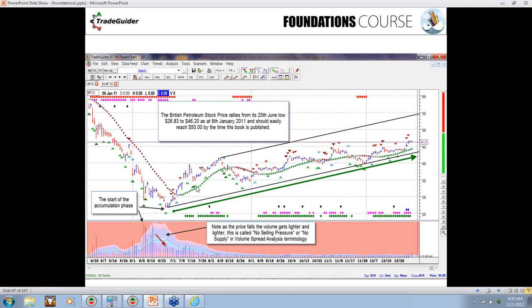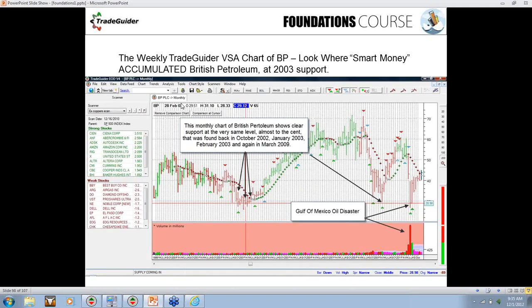If you put up the monthly chart of BP and go back 8 years to 2003, you can see a clear low defined here, here, here in 2009, and again here in 2010. That's what defined this market. So the clues were in the bigger time frames, which is why we'll talk next week about multiple time frame analysis, how to use more than one time frame. And we can see there's clear support at this level, and that's where the smart money stepped in and bought BP.